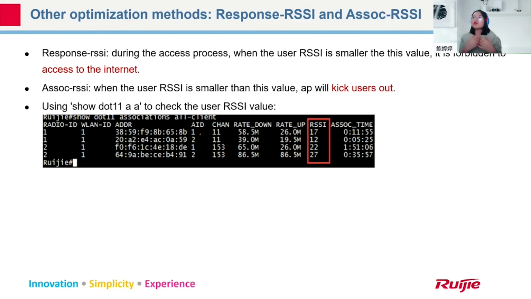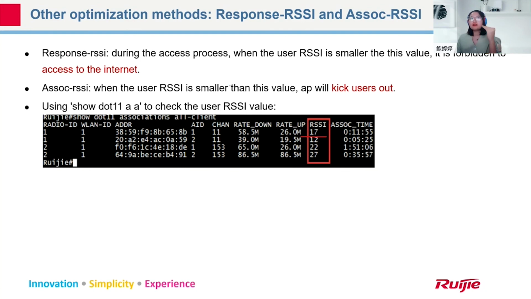If you are not associated with me, I will directly discard the messages from you. So we can also change the response RSSI and associate RSSI. For example, here in this client information, we found the first client's RSSI value is 70. And if you set the RSSI response value to 20.